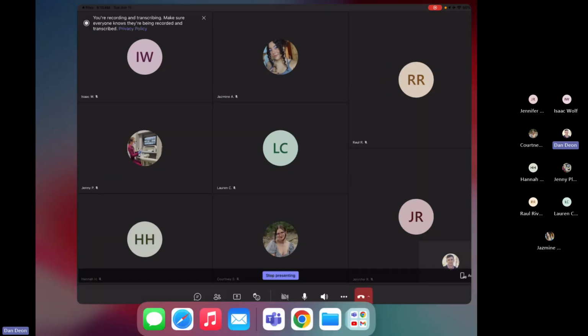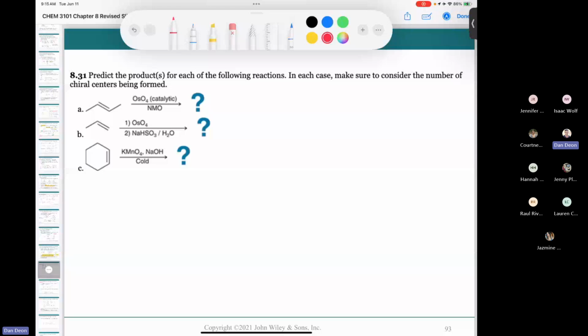All right, Chemistry 3101. So we left off at problem 8.31, and it says predict the products of each of the following reactions. Each one of these is a syn dihydroxylation. However, it says in each case, make sure to consider the number of chiral centers being formed. So for A, we end up with our skeleton like this.